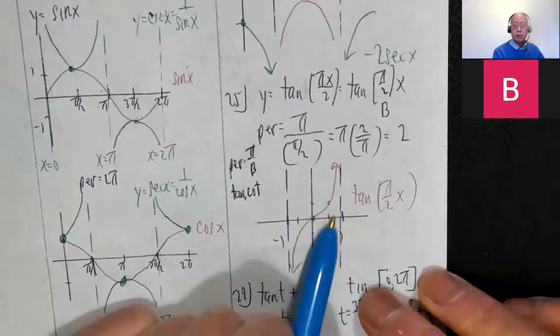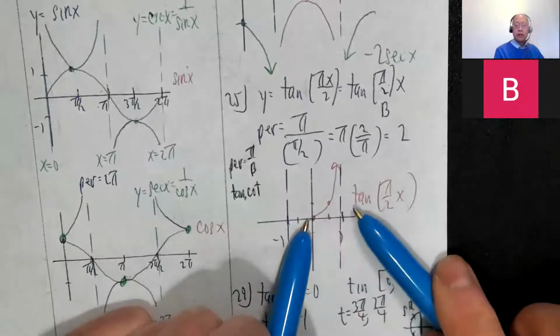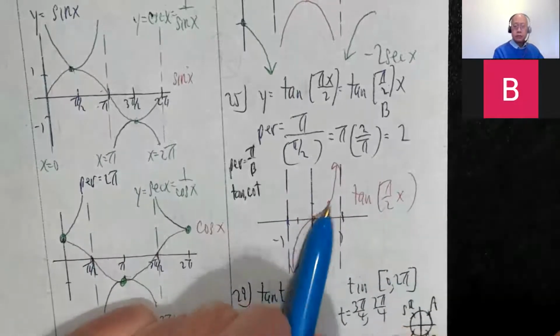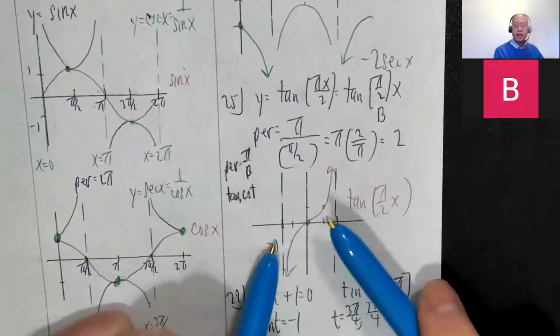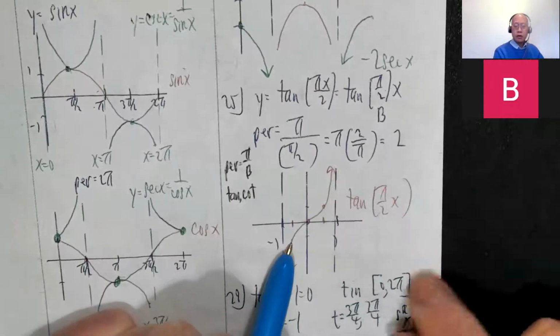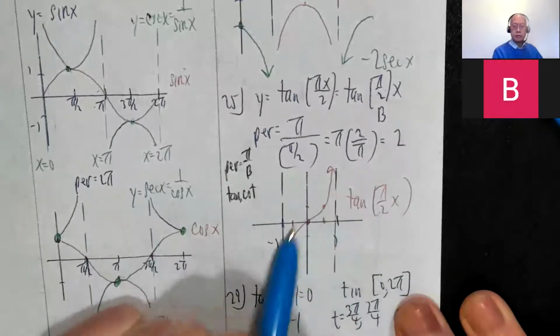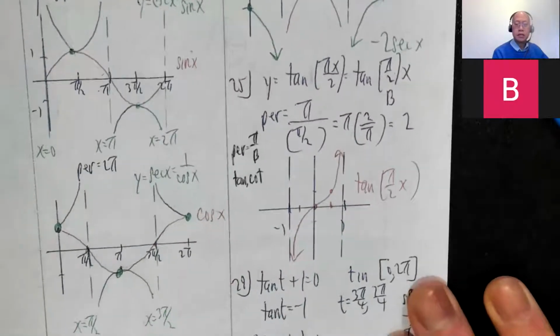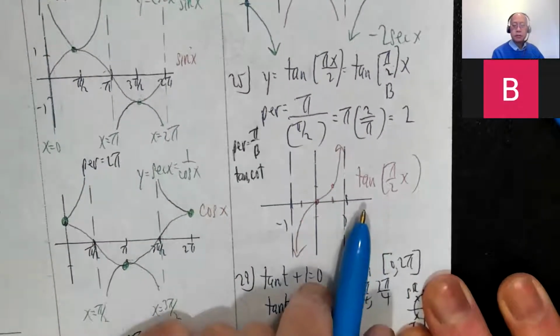So halfway between 0 and 1 is a half. I go up to 1. Halfway between -1 and 0 is -0.5. I go down to -1. And then I draw the same general graph, like so. So there's a tangent of pi/2 x.